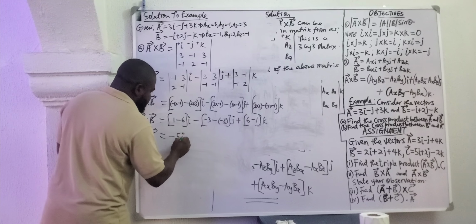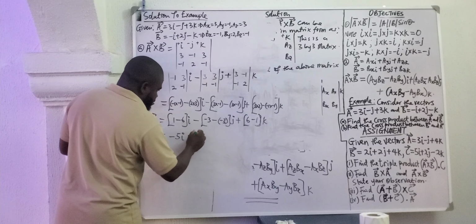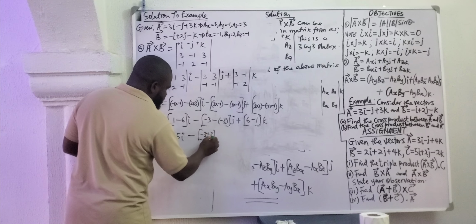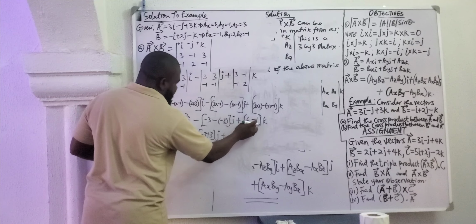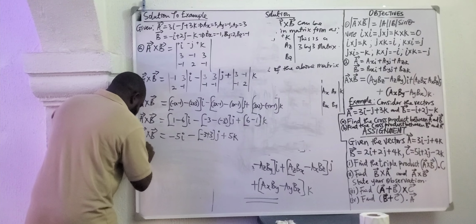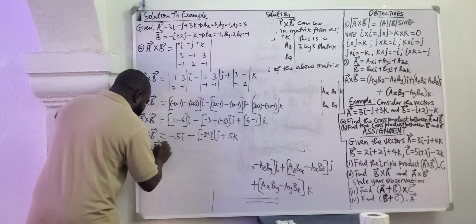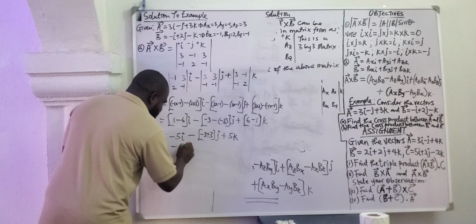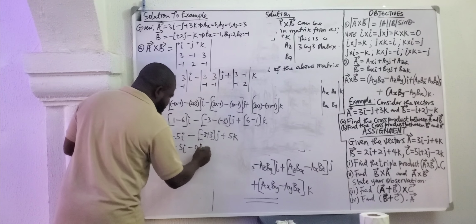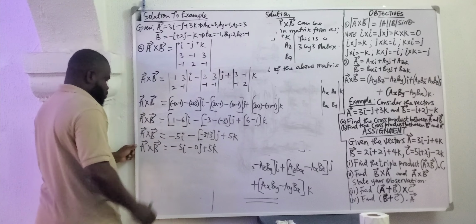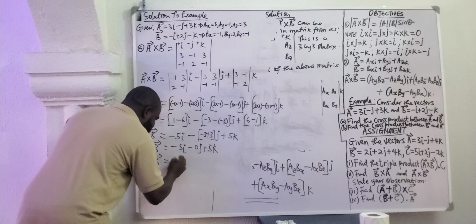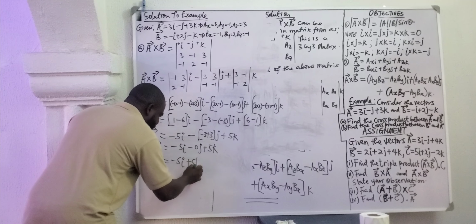Minus 5I, plus minus 3, minus times minus is plus 3J, plus 6 minus 1 is what? 5K. So this gives me A cross B equals minus 5I minus 3 plus 3 is 0. That's minus 0J plus 5K. So that will give us further that A cross B is equal to minus 5I plus 5K.